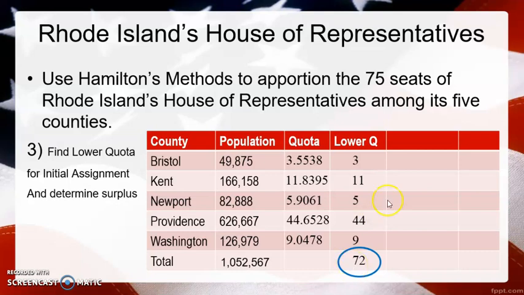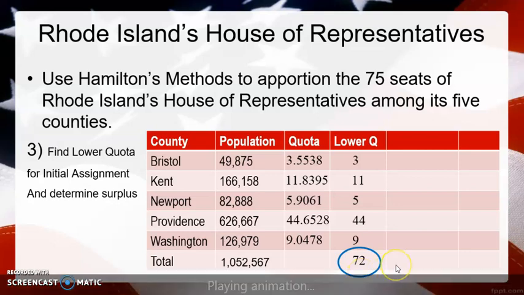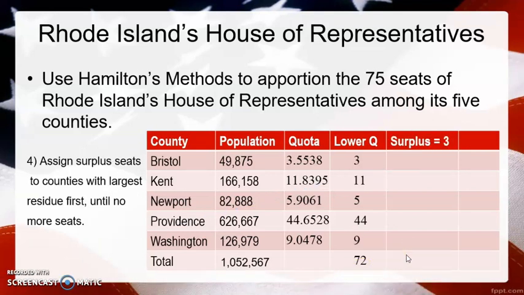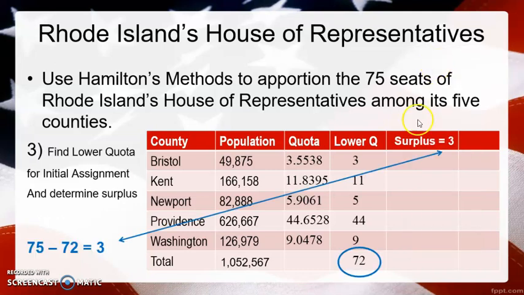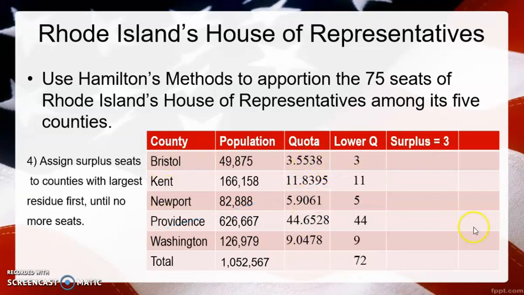So how many did we have originally to give out? 75. We gave out 72 of those. So what is our surplus? Our surplus is 3. That means we have 3 surplus seats, or additional seats, that we can give out, and we're going to give those out one at a time based on the fractional part, or residue, of each of the states.